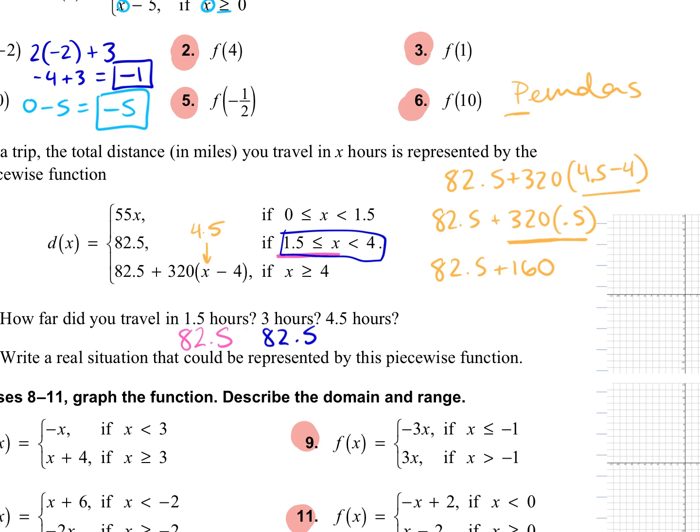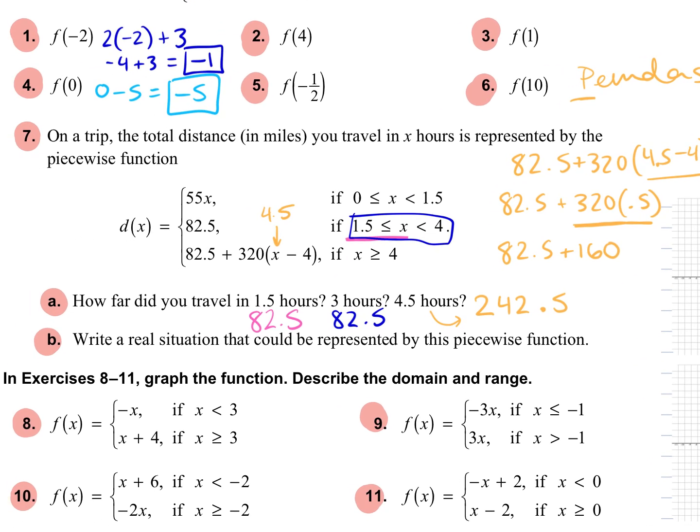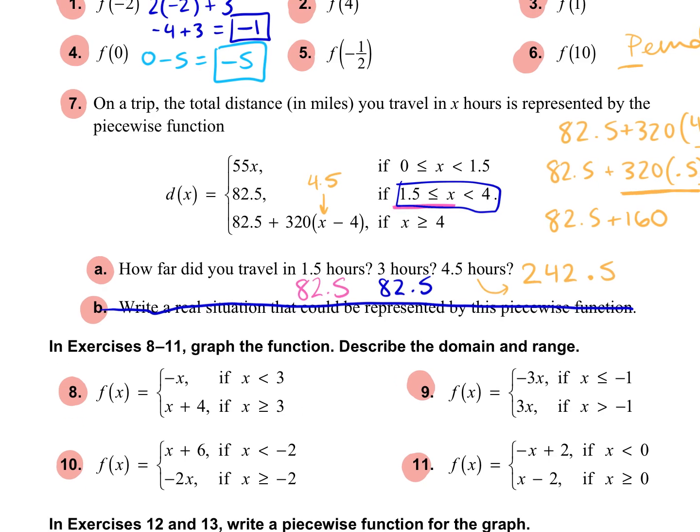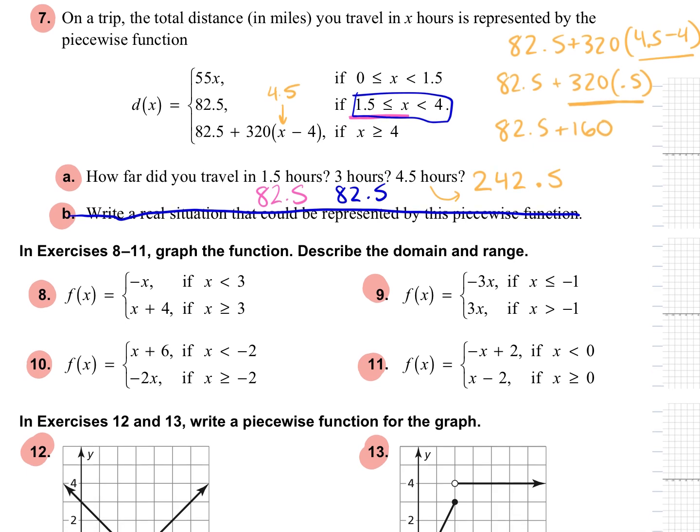And what is 82.5 plus 160? 242. Wait, no. 242.5? Perfect. So for 4.5 hours, it'd be 242.5. Don't worry about part B for that question. And then also for the next part, you do not have to describe the domain and range. We just have to graph the functions.